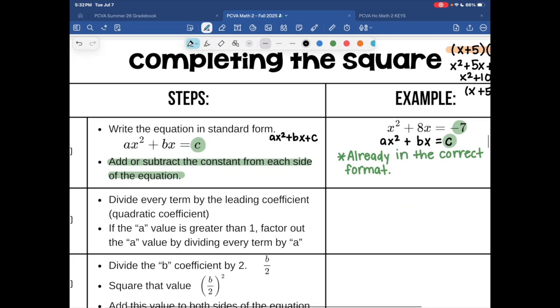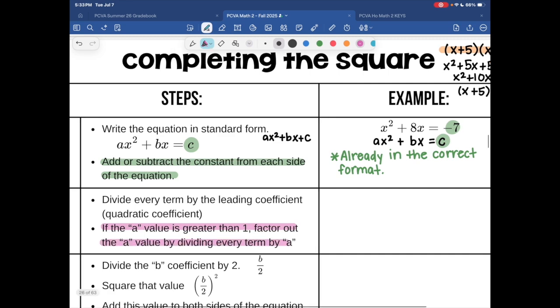All right, for the next step, we're going to be looking at the leading coefficient. So the leading coefficient is the a value. Sometimes you're going to have to do this and sometimes you're not, but basically, if you have an a value that's greater than 1, or technically less than 1, something other than 1, we could have a negative in front, you're going to factor out that a value by dividing every term by a.